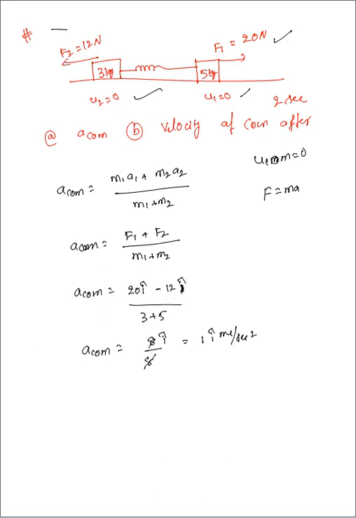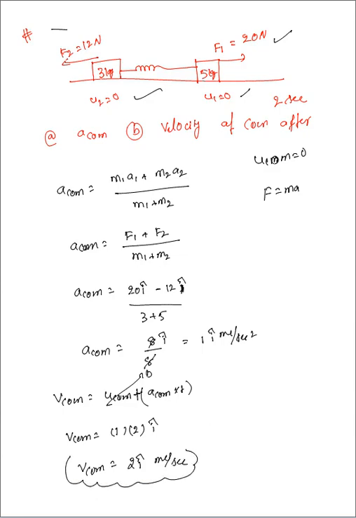Now you need to calculate velocity of center of mass. We know velocity of center of mass equals UCOM plus ACOM into T, V equal to U plus AT. UCOM value is 0. VCOM equals ACOM, which is 1, after 2 seconds. Therefore velocity of center of mass is 2 I cap meter per second. So this is the answer for this question, velocity of center of mass.